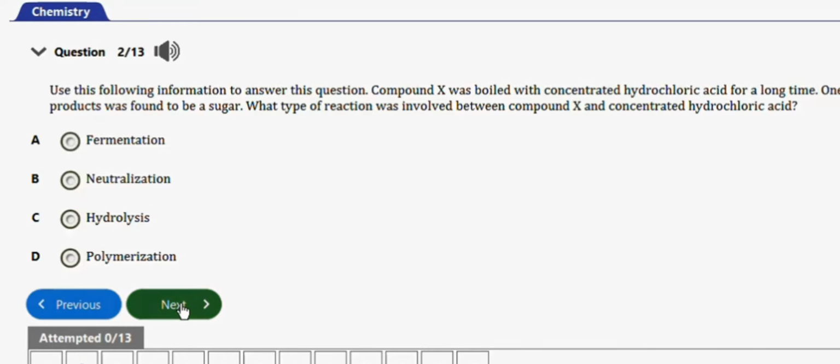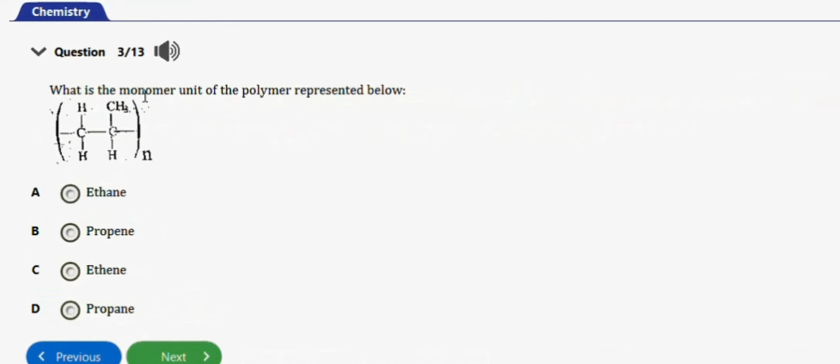The next question will be this one. It says, what is the monomer unit of the polymer represented below? Since we have 3 carbon atoms in this structure and a single bond involved, this shows us that the answer would be option D, which is propane. Alright, so that's it for this question.